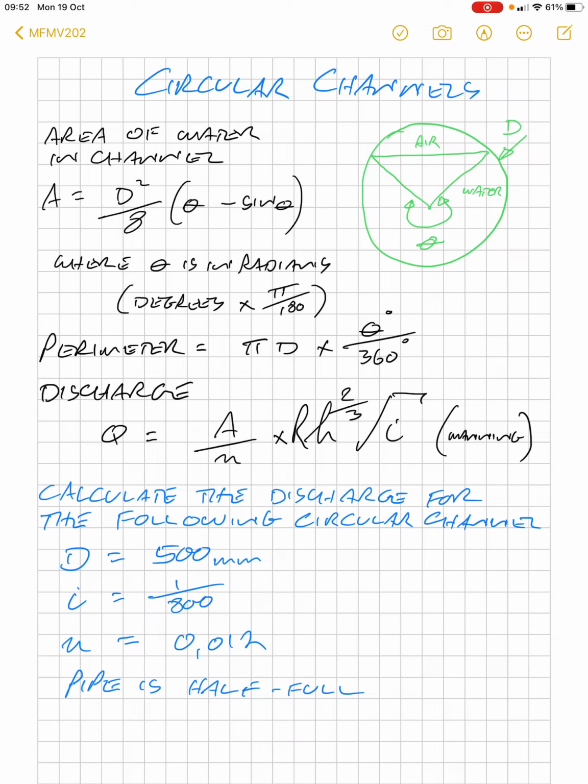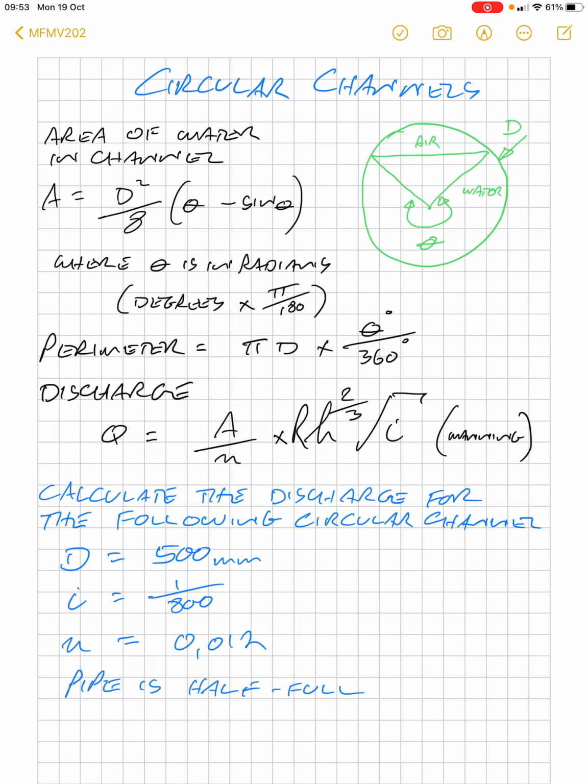The next type of channel we're going to look at is a circular channel, or a pipe that's not completely full and there's a flow of water through it. So the important thing is to know how to calculate the perimeter, the wetted perimeter, and also the cross-sectional area.